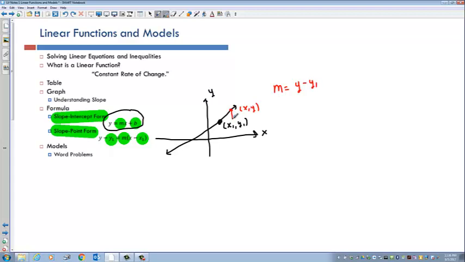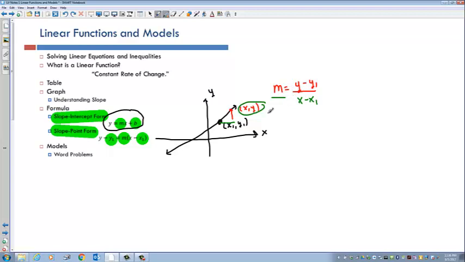And then I can divide it by the run of these 2 points, which would be x minus x sub 1. And I know this always holds for any xy on this line, because that's what a line really is. It has constant rate of change, and the rate of change is the slope.